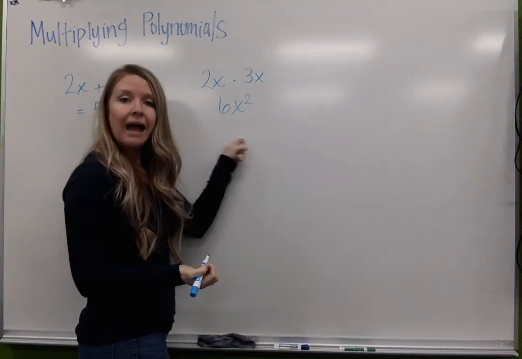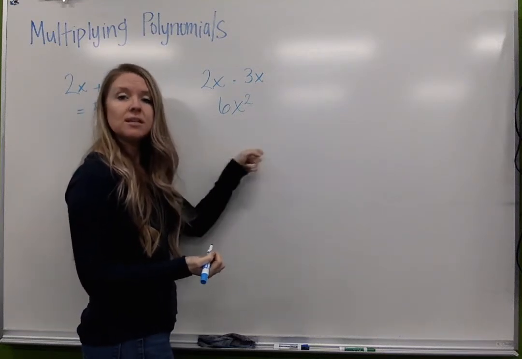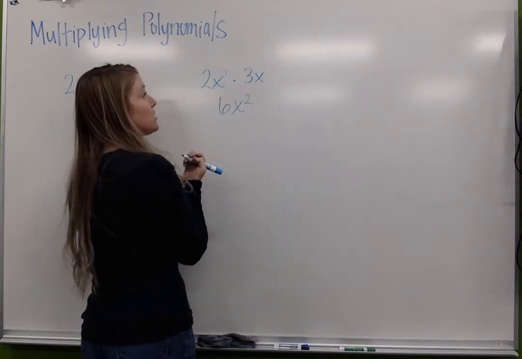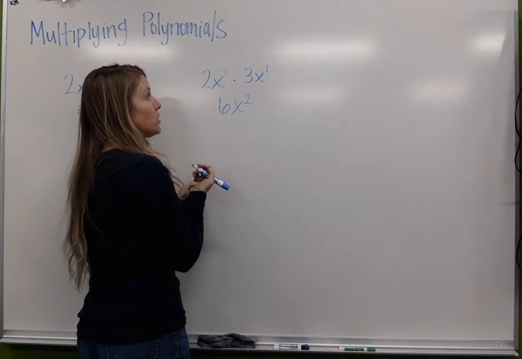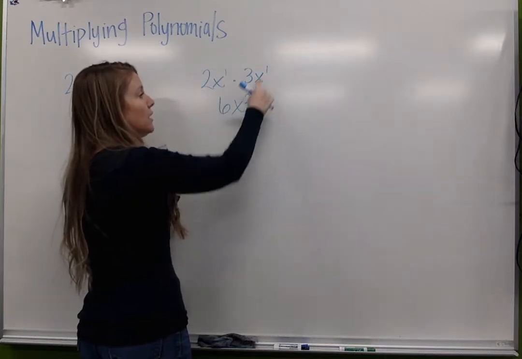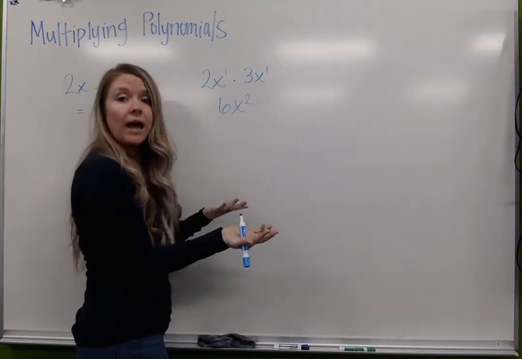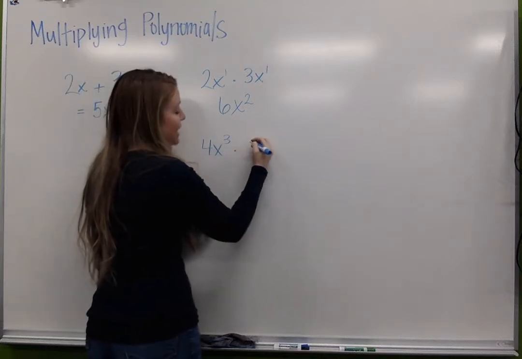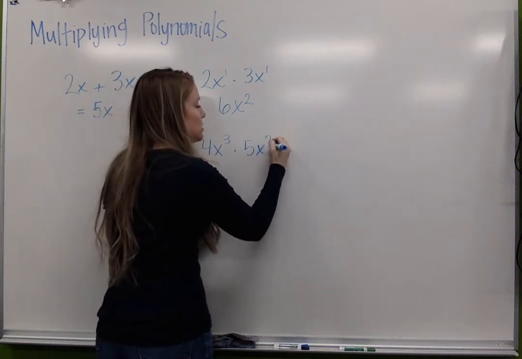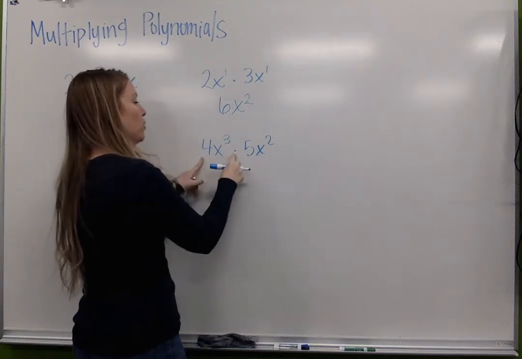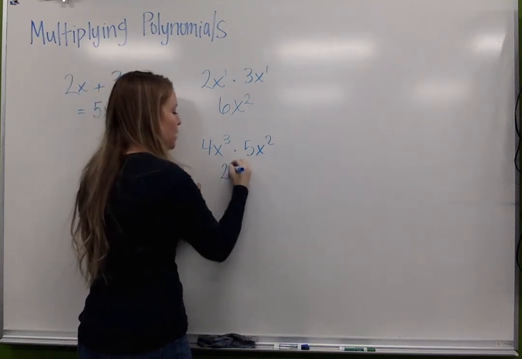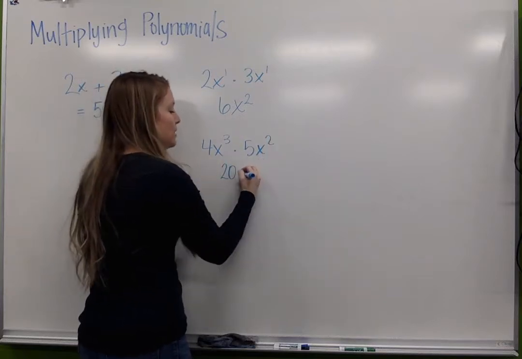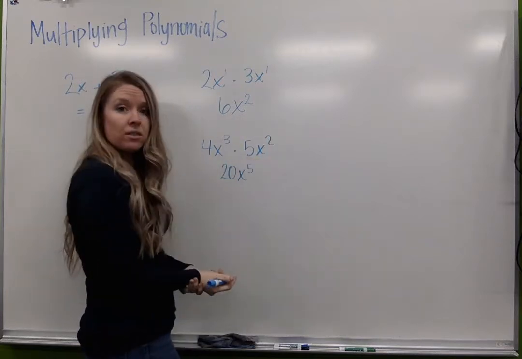When you multiply common variables, x to x, you add the exponents. In this case, we have an x to the first and an x to the first. So 1 plus 1 is 2. If we had another problem, say 4x cubed times 5x squared, we have 4 times 5, which is 20, and x cubed times x squared is x to the fifth.